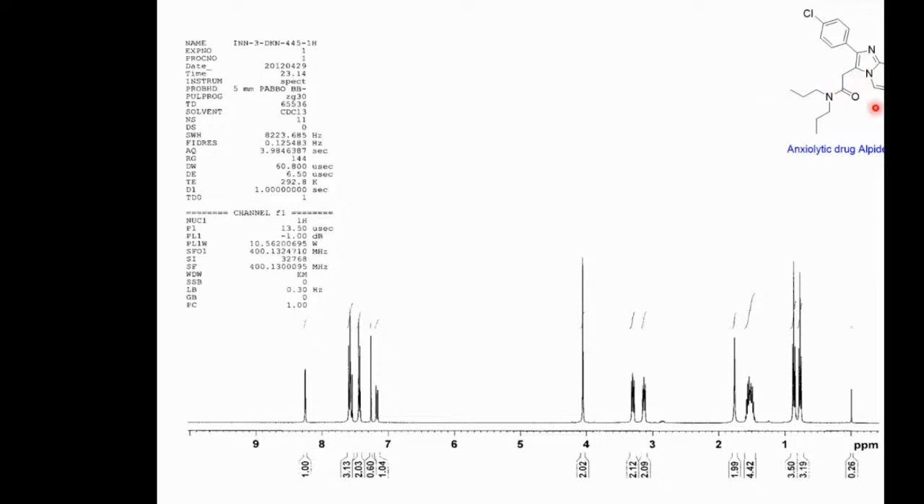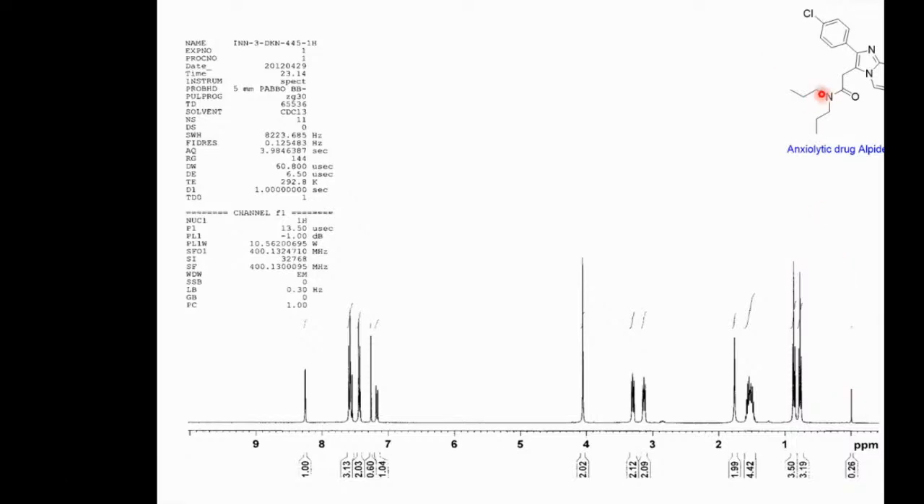Again, this is a drug molecule we have synthesized in our laboratory following our methodology. It's called Alpidem. It's used for the treatment of anxiety disorder, an anxiolytic drug. And you can see the proton NMR here. Signals are well separated.